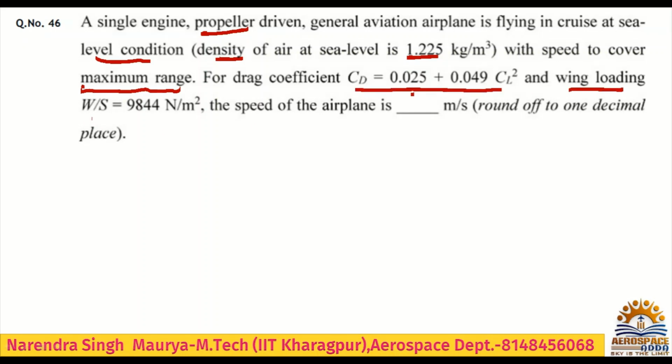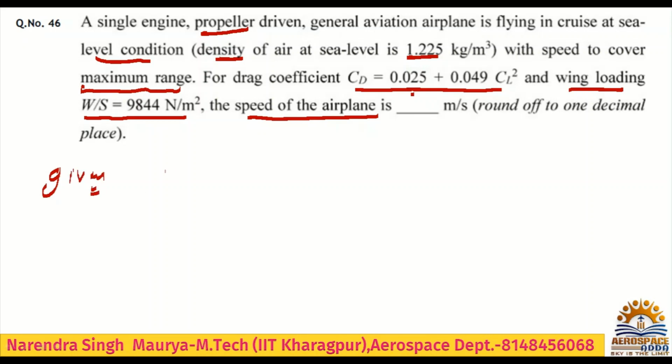All right, so for drag coefficient, this is basically called drag polar, and wing loading they have given. Wing loading, I already explained in the previous session, right? Wing loading is nothing but weight of the aircraft divided by planform area of the wing. The speed of the airplane is, so basically they are asking the speed of the airplane. So what they have given data, you write it.